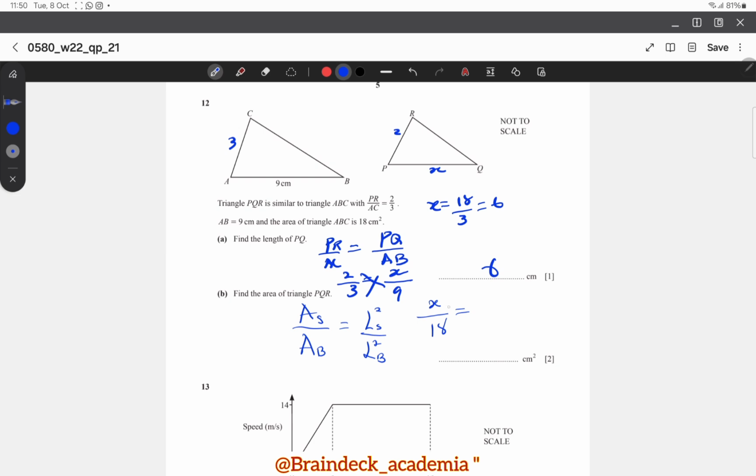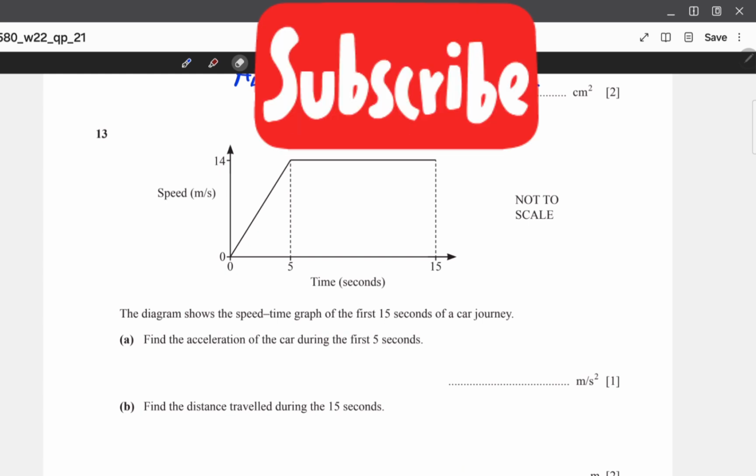Length square of the smaller triangle is PR, which is 2 square over 3 square. So that is X over 18 equal to 4 over what? 9. Cross multiply, X will be equal to 18 times 4 divided by 9. 9 here 1, 9 here 2. 2 times 4, our answer is what? 8 centimeter squared. That's our answer. Yeah, that's that for that. Let's move on. We're in number 13.